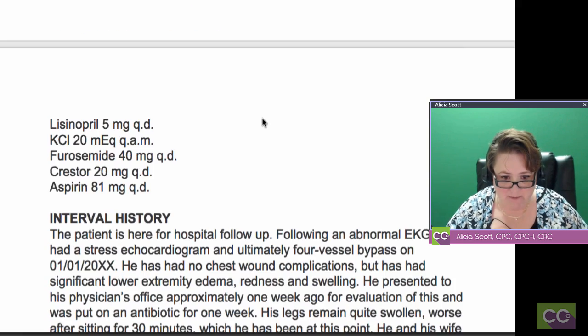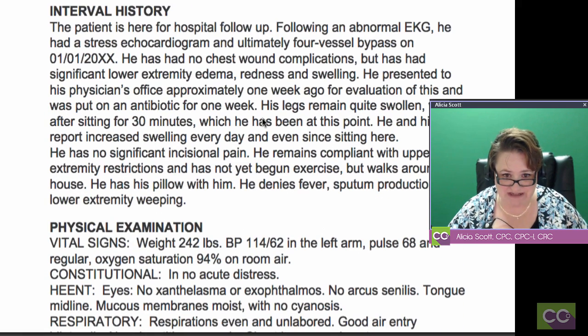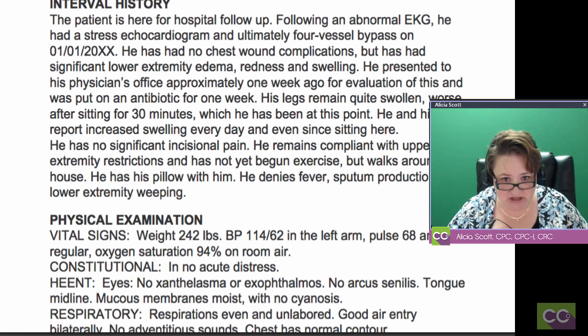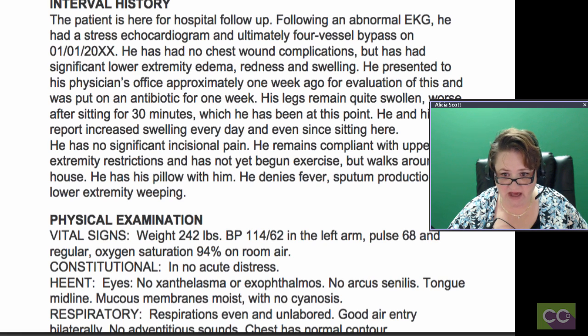Now we're going to look at the history, and it's going to tell us what he actually did for the patient. So the patient's here for a follow-up. The EKG was off. He had a bypass. If we look at the date, this is all within the same day or so. Then he had no chest wound complications. He presented to the office a week ago, and everything in there, as I'm scanning, really says that he has a problem. His legs remain swollen, worse after sitting for 30 minutes, and it's even getting swollen while he's sitting there. No fevers, no other reason for the cause.